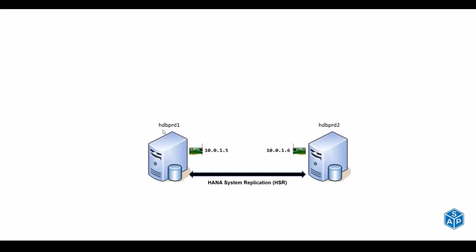We have two nodes, HDB-PRD1 and HDB-PRD2, and we have configured HANA system replication, HSR, on both these nodes. The IP address of node one is 10.0.1.5, and here it is 10.0.1.6. Now these IP addresses are connected to a switch. Just for your example, normally in a real environment, you might have a virtual environment.